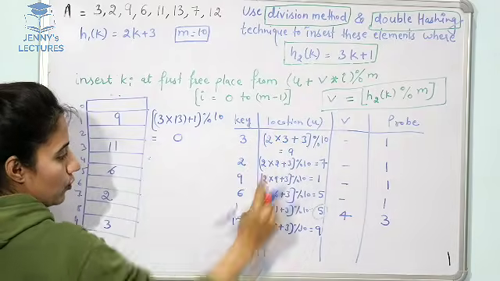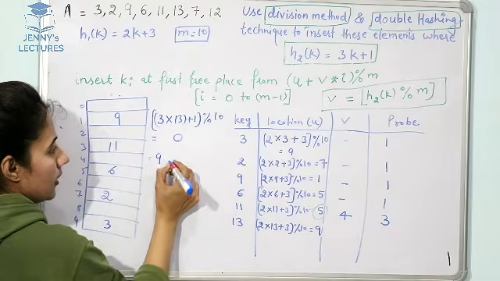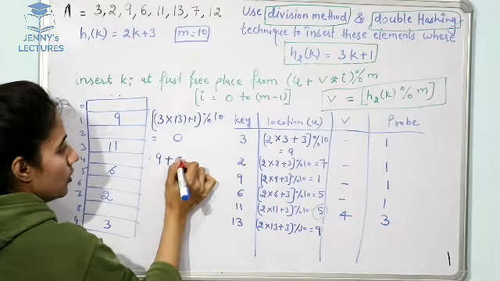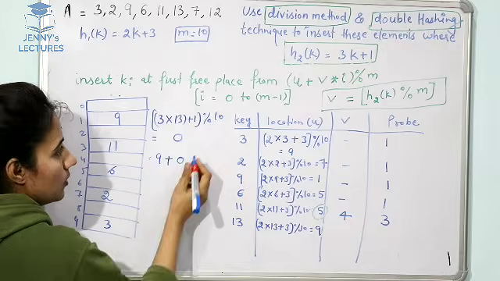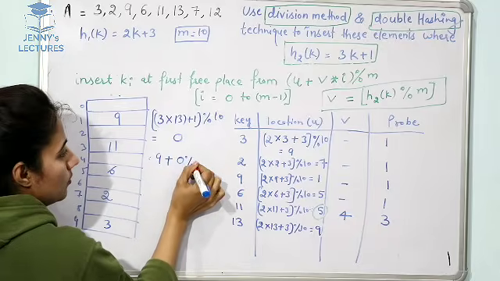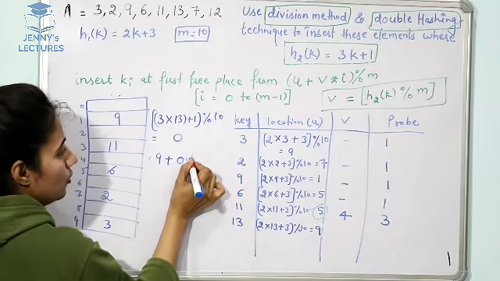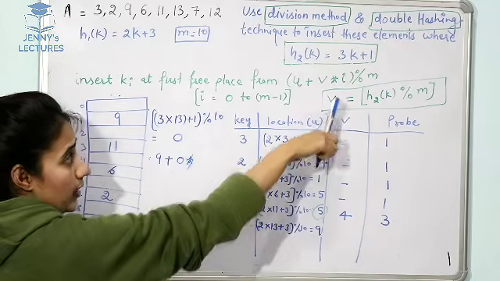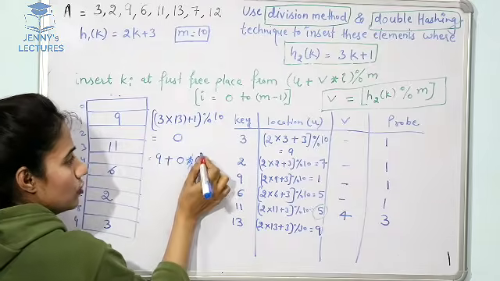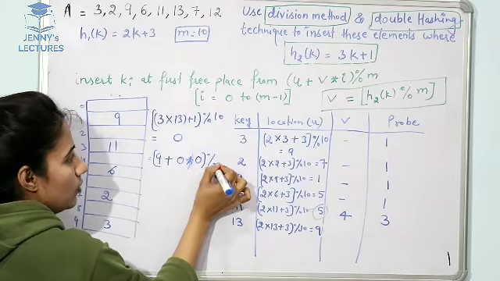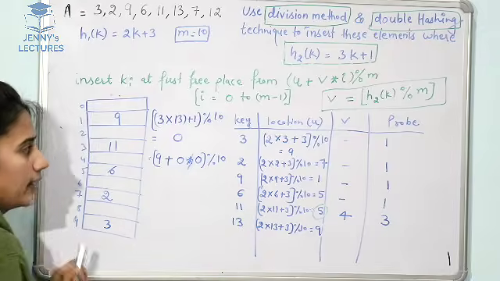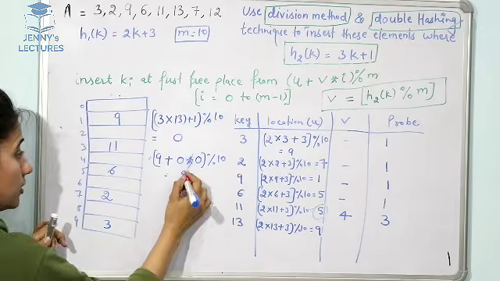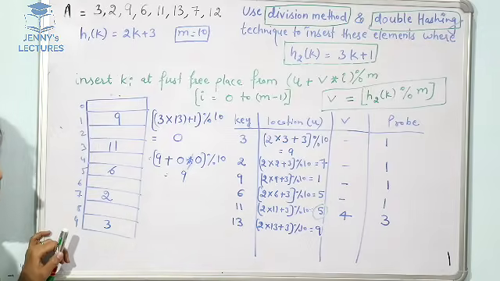What is value of u for 13? That is 9. 9 plus v value is what? 0 into, at starting value of i is also 0, and mod 10. What is this value? That is 9 only. Fine.